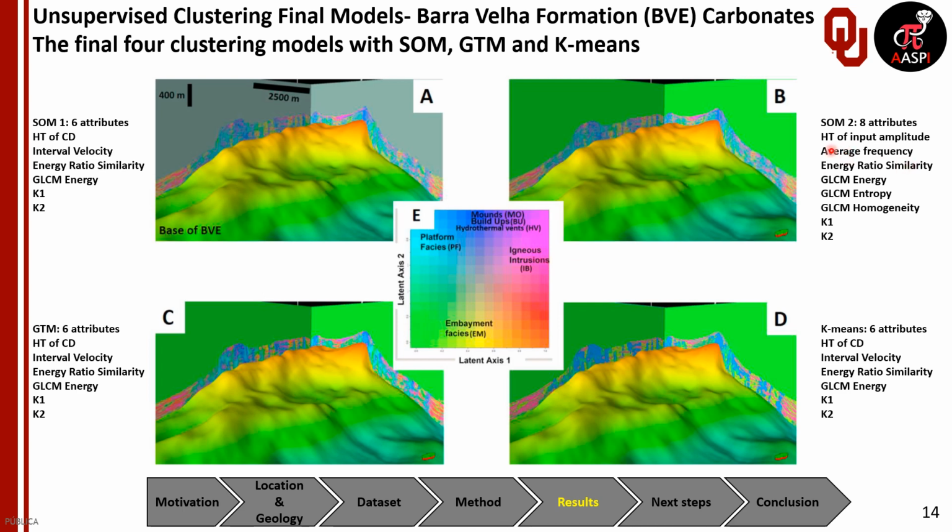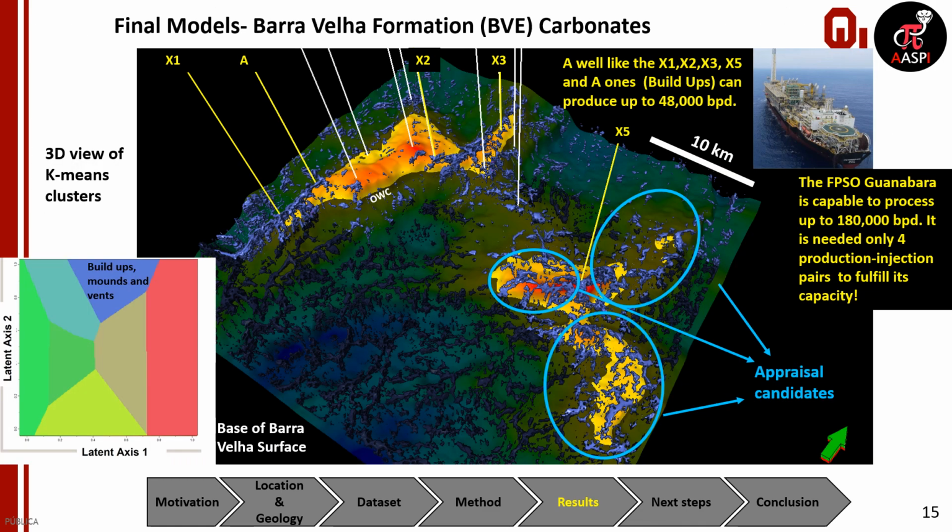Here we have a second model. I used SOM with 8 attributes, GTM with 6 attributes, and K-means with 6 attributes. They are very similar to each other. And this is a 3D view of one of the K-means clusters. Here we can see in 3D, they are transformed into geobodies. Here we can see the geobodies related to the most productive reservoirs, where most of the oil comes from. These are the blue geobodies penetrated by those wells.